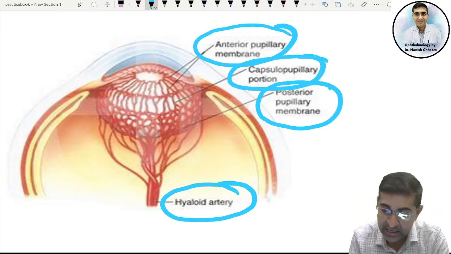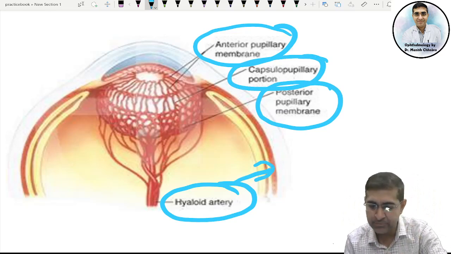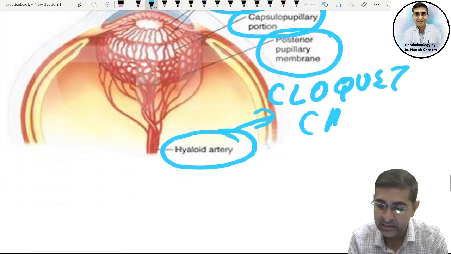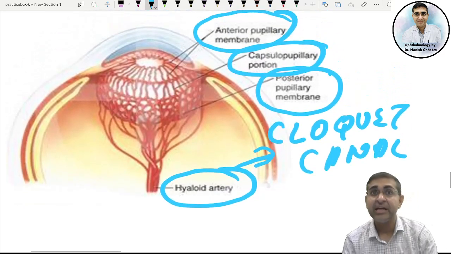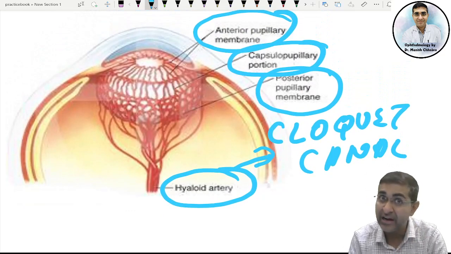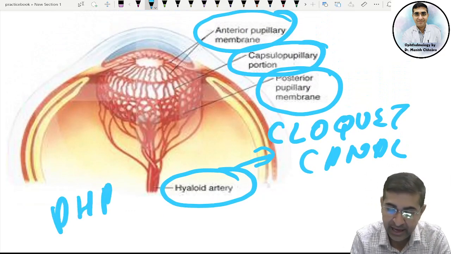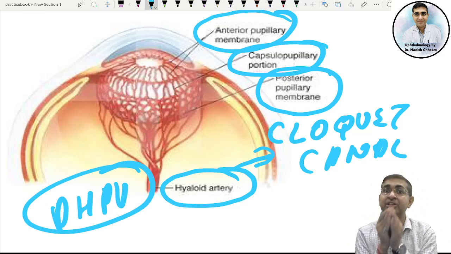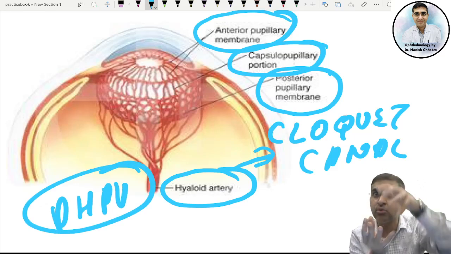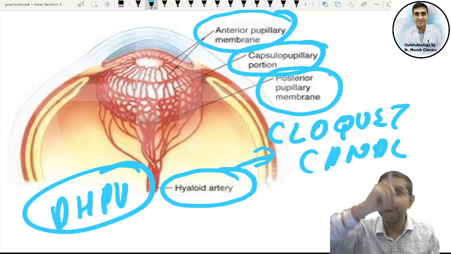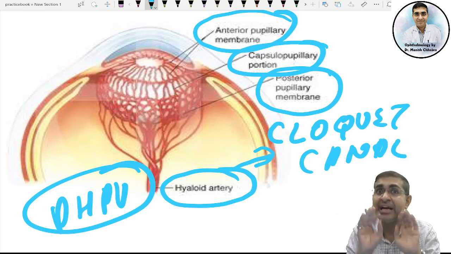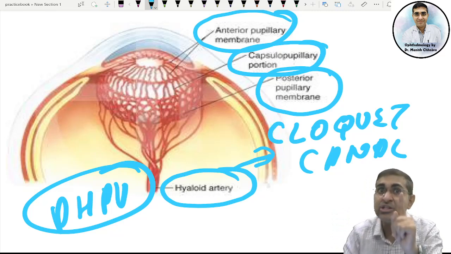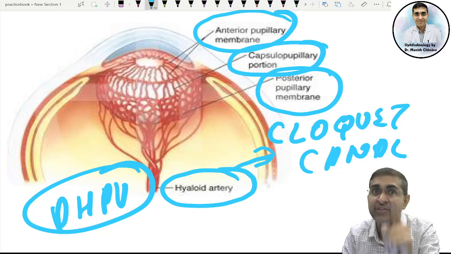Basically what happens is there is complete absorption of the hyaloid artery, leading to formation of Cloquet canal. Yes, Cloquet canal. But when there are remnants of the hyaloid artery, you call it PHPV, persistent hyperplastic primary vitreous. So hyaloid artery is actually known as primary vitreous. When the cup is closed, the hyaloid artery is absorbed, and there is secretion of the secondary vitreous. And mind you, this secondary vitreous comes from the cup itself. So the source of secondary vitreous is the cup.